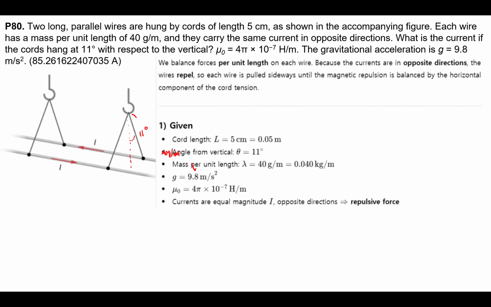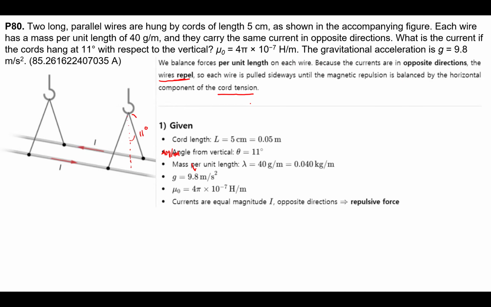So we balance force per unit length for each wire. Because the currents are opposite in direction, the wires are repelled. Each wire is pulled sideways until the magnetic repulsion is balanced by the horizontal component of the cord tension.